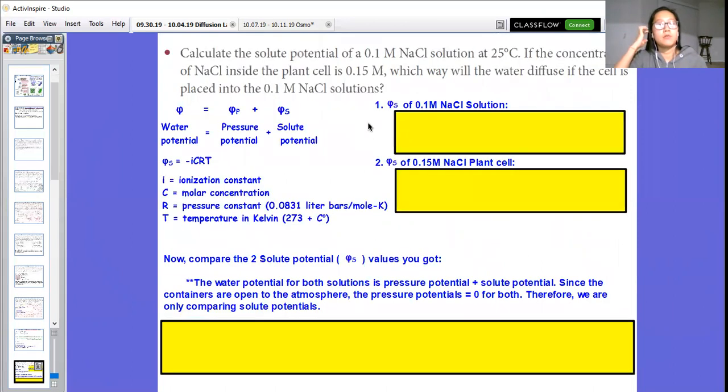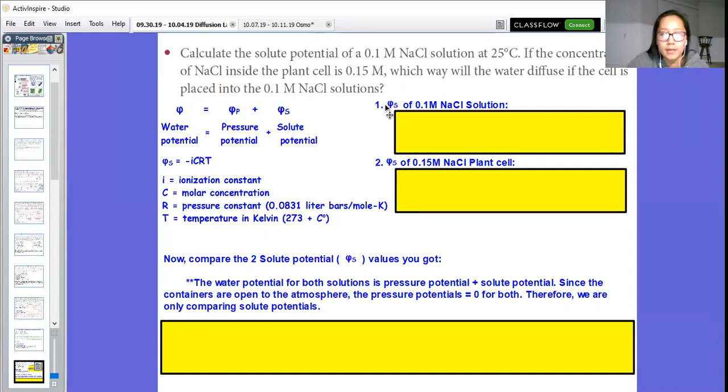So let me do an example for y'all, and then you're going to do your own worksheet. Calculate the solute potential of a 0.1 molar NaCl solution at 25 degrees Celsius if the concentration of NaCl inside the plant cell is 0.15 molar. Which way will the water diffuse if the cell is placed into the 0.1 molar NaCl solution? So basically you have a plant cell and you have a solution, and you're going to put that plant cell into the solution. And then something is going to happen to the cell. Either water is going to go in or water is going to go out. And we have to figure that out based on using solute potential.